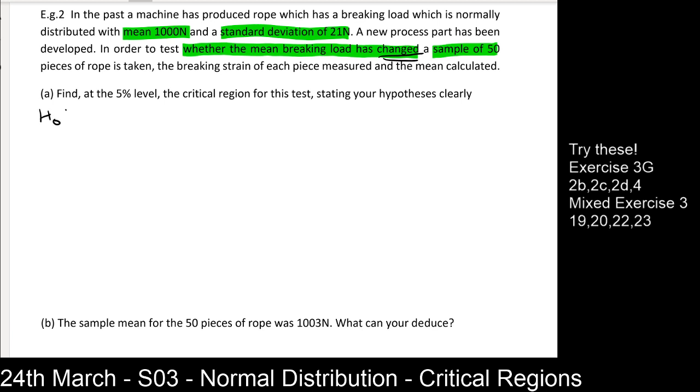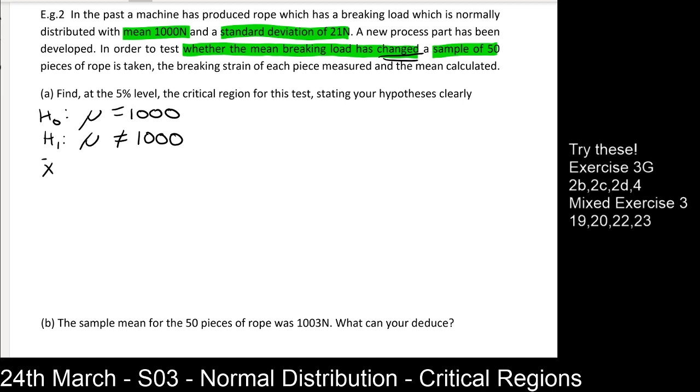So we write our hypotheses, as we always should do. The mean is 1,000, so our null hypothesis is that the mean is 1,000. The alternative hypothesis is that it isn't 1,000, because we're just talking about changed. It's a two-tailed test. That change could happen in either direction.